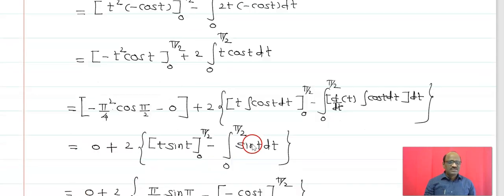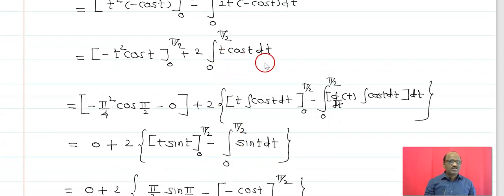Now we'll see this next term, that is t cos t into dt. Again by parts, that is first function t into integral of cos t into dt, lower limit is 0, upper limit is pi by 2, minus integral of the derivative of the first, that is 1, into integral of cos t bracket complete into dt. Again, what is the integral of cos t?